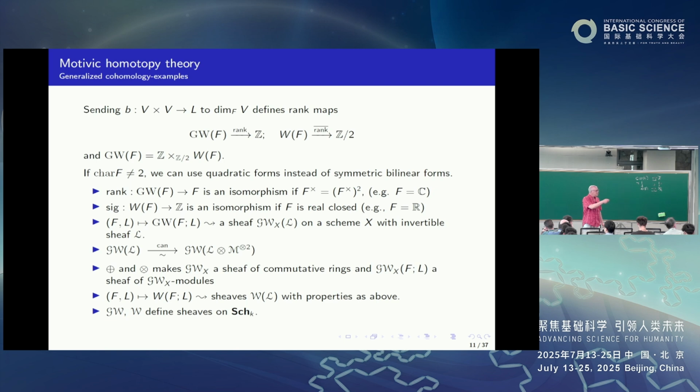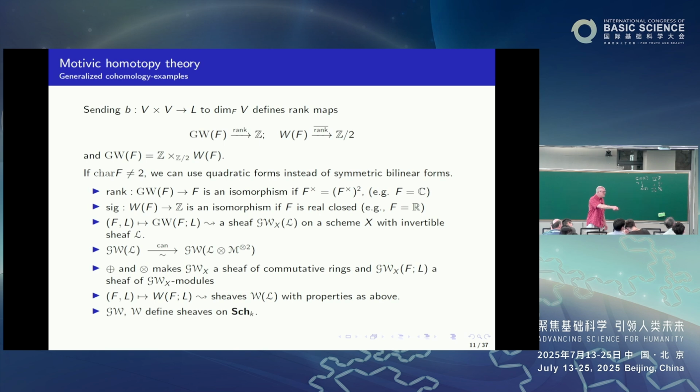These constructions extend to sheaves. For example, the Grothendieck-Witt ring of F with coefficients in L extends, as I mentioned, to a sheaf of Witt groups with values in an invertible sheaf. It also, if you twist by the square of an invertible sheaf, doesn't change anything. Why is that? Because you can always absorb a square into a quadratic form by change of variables. You have a sheaf of commutative rings for the Grothendieck-Witt ring, the twisted ones, and of course that should be, sorry, it's just the GW of L on the right there.